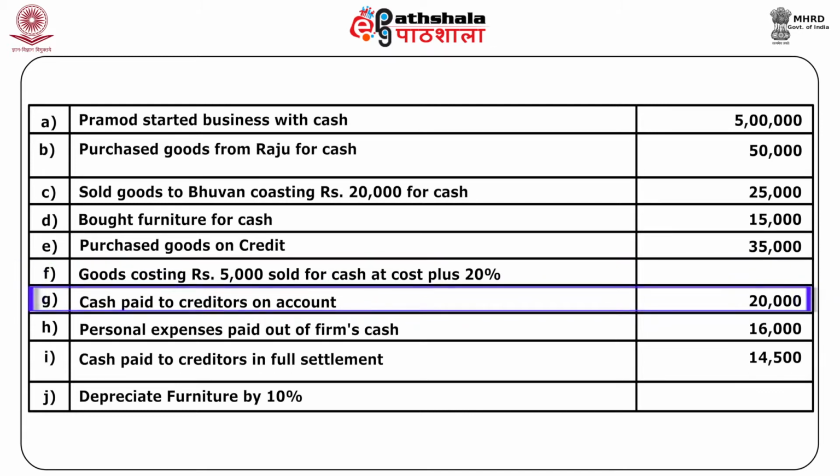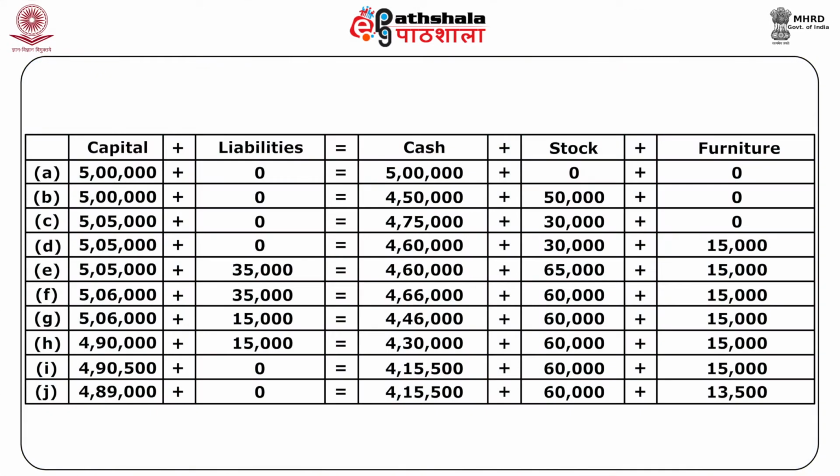Cash paid to creditors on account of rupees 20,000. Personal expenses paid out of firm's cash of rupees 16,000. Cash paid to creditors in full settlement of 14,500. And depreciate furniture by 10%. Now let's present the last accounting equation in the suitable form of where capital plus liabilities is equal to cash plus stock plus furniture. The treatment of first adjustment is 5 lakh of capital plus liability 0 will be equal to 5 lakh of cash plus 0 stock plus 0 furniture.